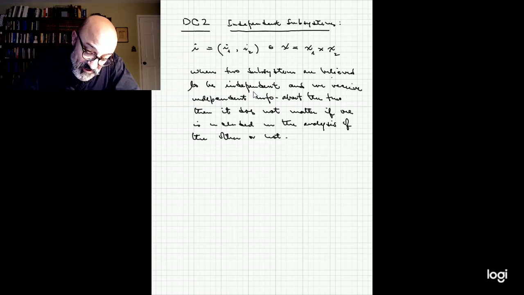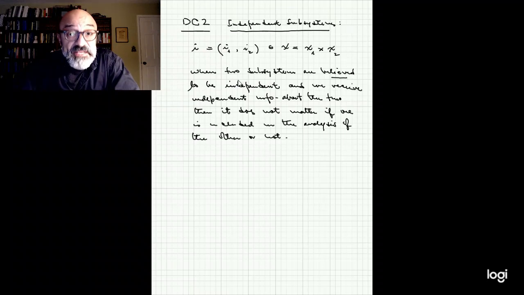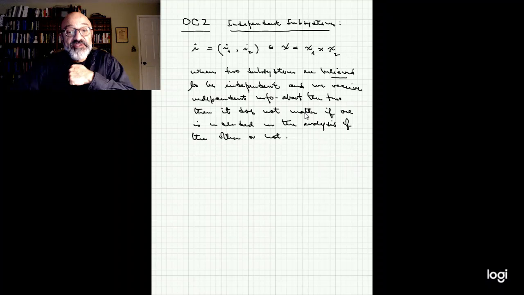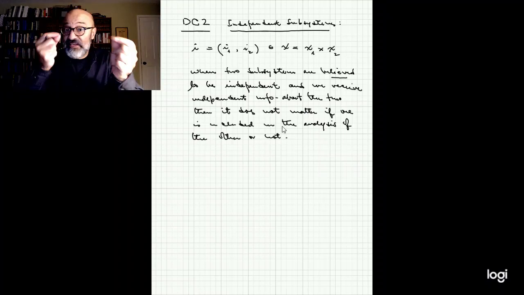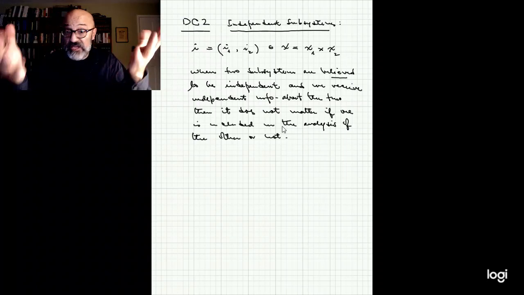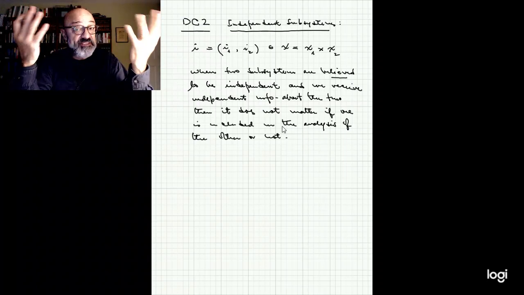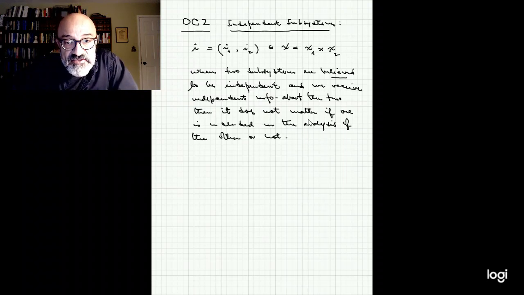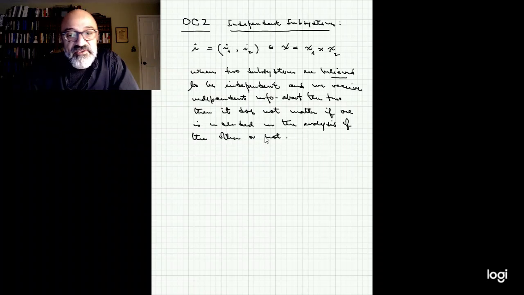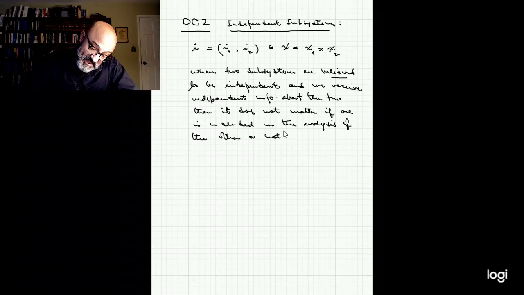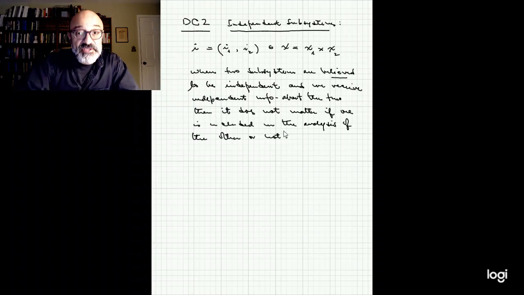If your priors do not describe any correlation, when two subsystems are believed to be independent, and then we receive independent information about the two. You receive information about one, and you receive information about the other. But the information doesn't tell you anything about correlations. So you believed they were uncorrelated, and nothing in the new information says anything about correlations. Then it does not matter if one system is included in the analysis of the other or not. Another way of saying it is, it does not matter if they are treated separately or jointly.